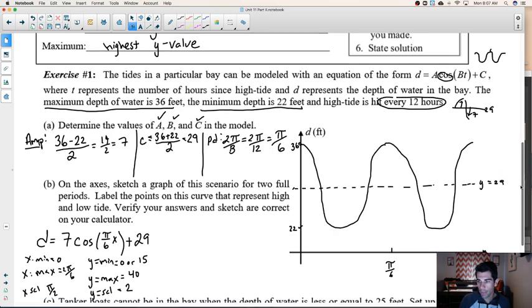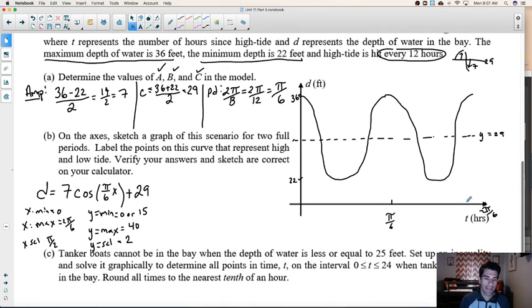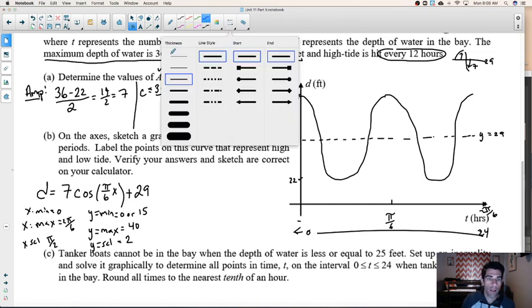Okay. And then final, the tanker boat cannot be in the bay when the depth of the water is less than or equal to 25 feet. Set up an inequality and solve it graphically to determine all points in time t on the interval from 0 to 24. Okay, that would be a 24-hour time period. So you're starting from here and going all the way to 24 hours when the tankers cannot be in the bay. Round all times to the nearest tenth of an hour. All right, so now, the way this one's going to work is this. First, they wanted me to set up an inequality.